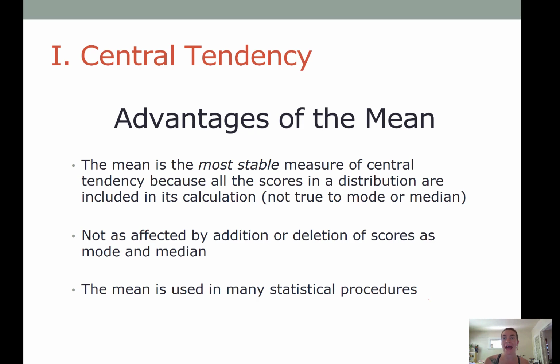If you think of it, right? We added up all the values and then we divide it by the number of scores. So all of the information we have goes into that calculation. That's not true for the mode or the median.